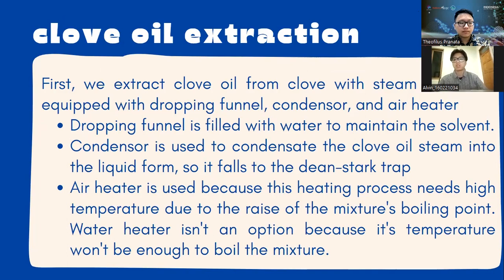Okay, first we extract clove oil from clove using steam distillation equipped with dropping funnel, condenser, and air heater. Dropping funnel is filled with water to maintain the solvent. Condenser is used to condense the clove oil steam into the liquid form so it will fall to the thin star trap. Air heater is used because this heating process needs high temperature due to the rise of the mixture's boiling point. Water heater is not an option because its temperature won't be enough to boil the mixture.